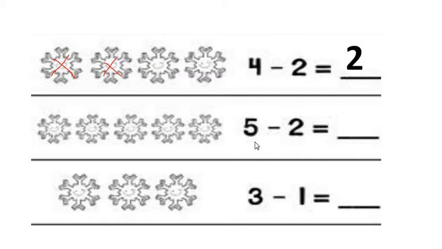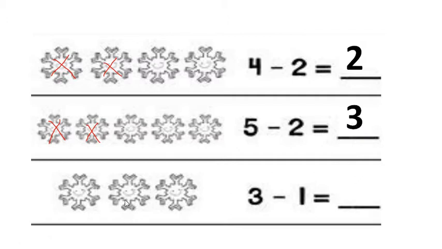Next is 5 minus 2. What does it mean? We have to cross out 2 objects out of the given 5 objects. Let's do it. Count with me. 1 and 2. Now count the remaining objects. 1, 2, 3. So we can say that 5 minus 2 is equal to 3.